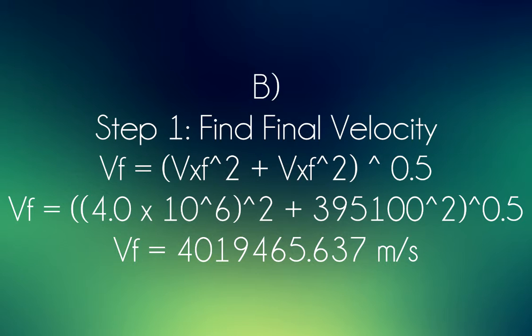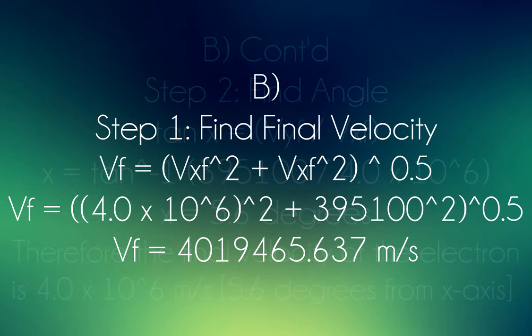To find the final velocity of the electron, we will need the vertical and horizontal components of the velocity. We know the horizontal component of the velocity, which was provided for us, and we just found the vertical component in part A. We can now use the Pythagorean theorem to solve for the final velocity of the electron.